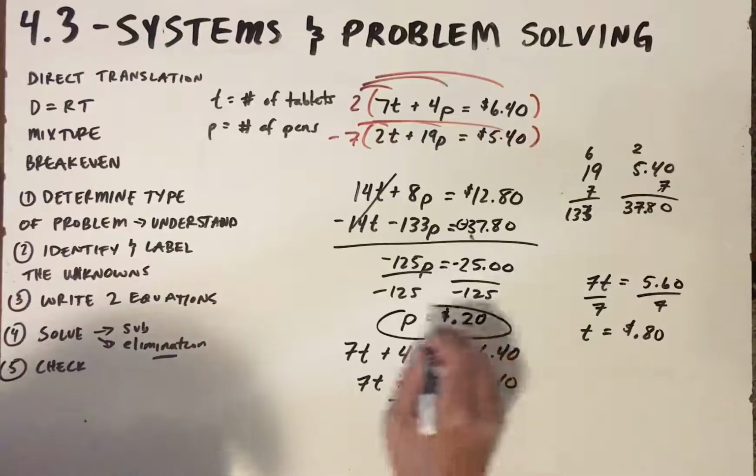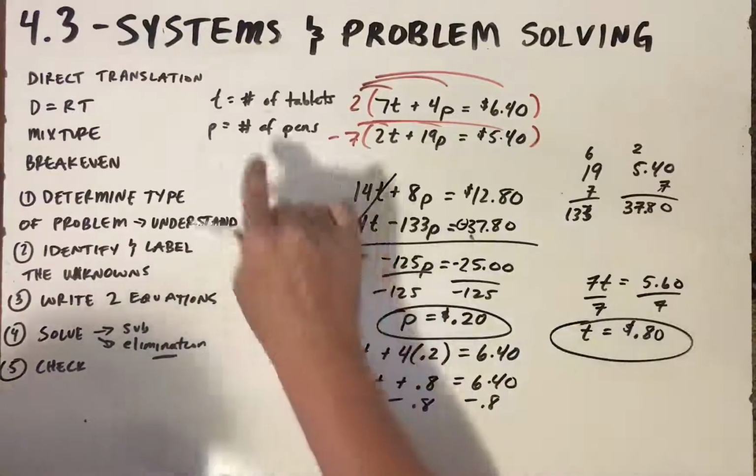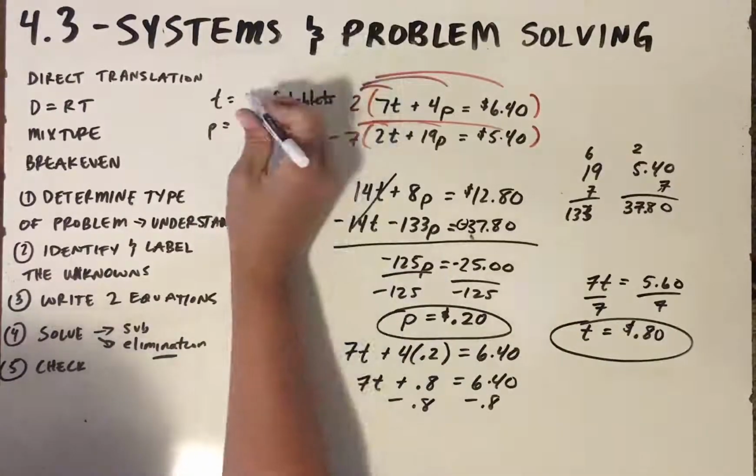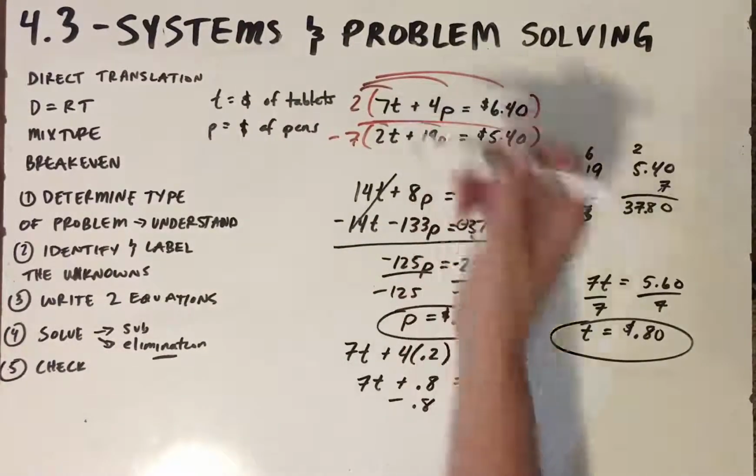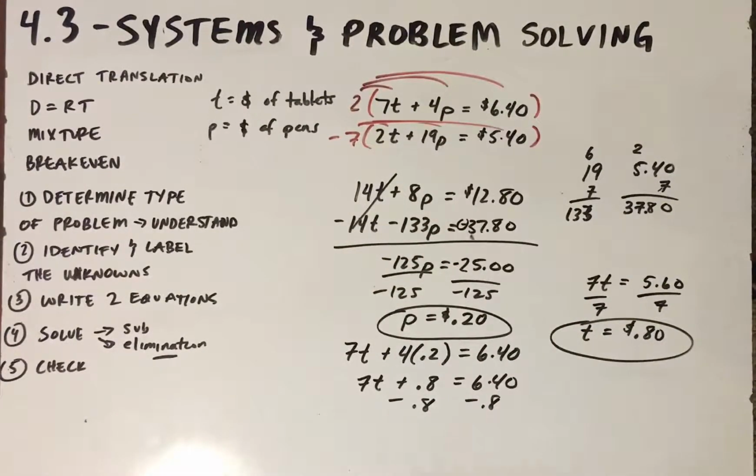Okay, so I've got the P and the T. Over here I said the number of tablets, but it's the price of the tablets and the price of the pens. I know the quantity. The quantity was 7. I didn't know the price.